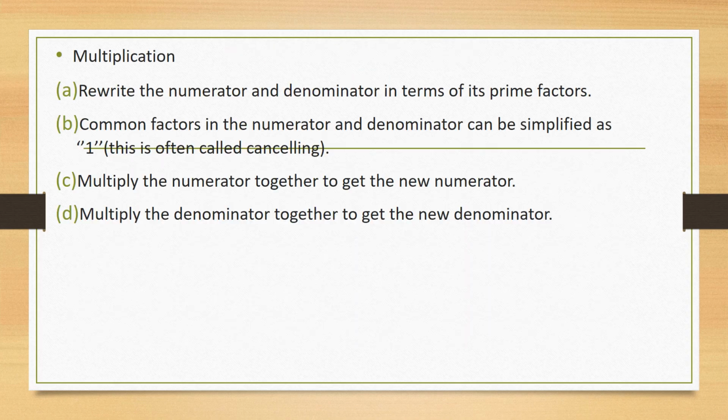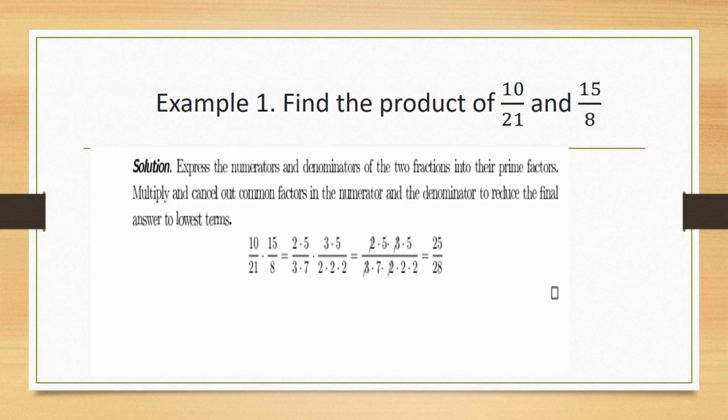This is the steps in solving multiplication of a function. So we have here the steps. First, we have to rewrite the numerator and the denominator. Example number 1: find the product of 10 over 21 and 15 over 8. Express the numerator and denominators of the two fractions into prime factors. Multiply and cancel out the factors in the numerator and the denominator to reduce the final answer to the lowest term.